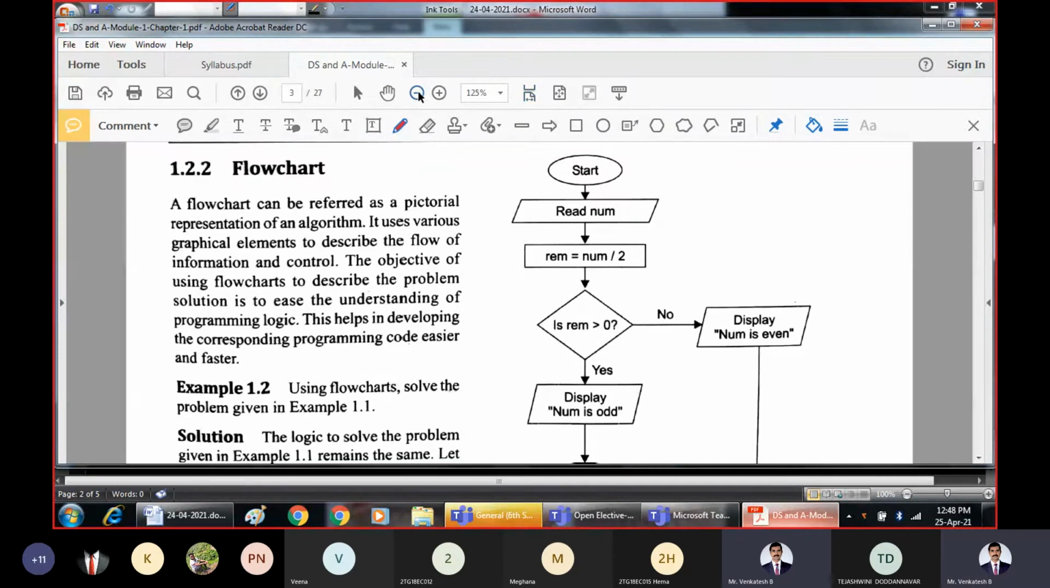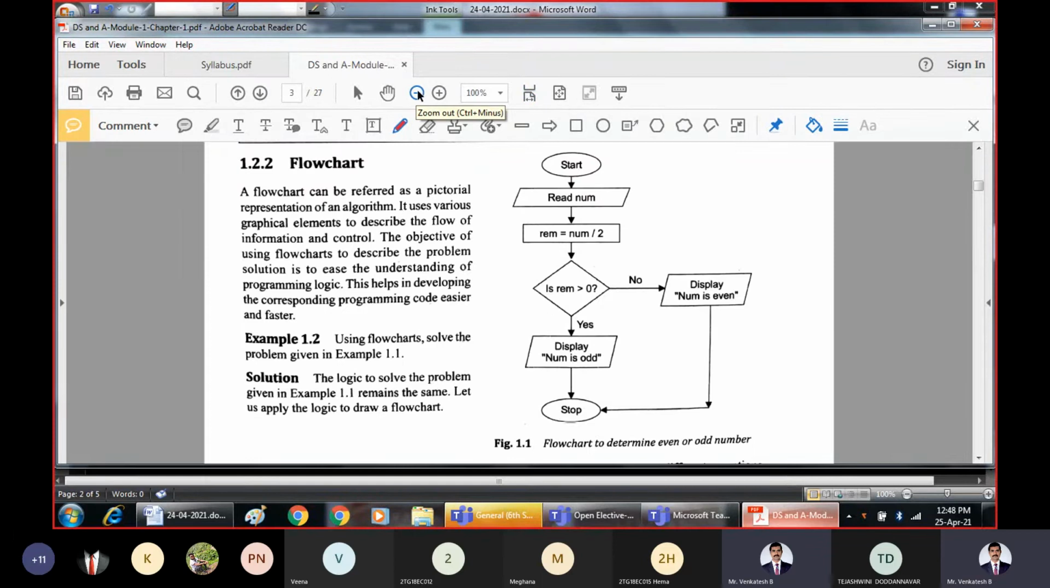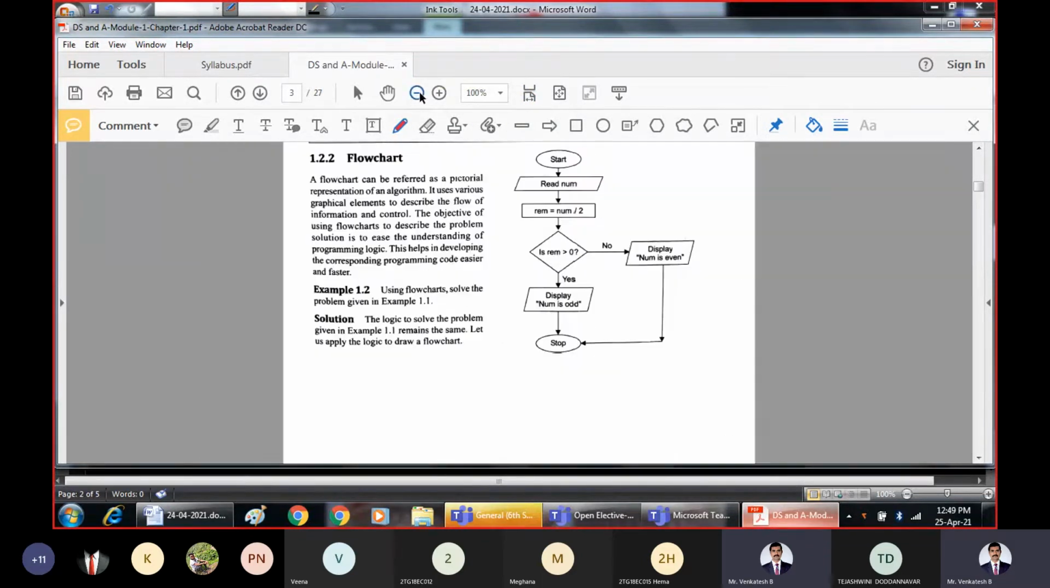Just reduce this so that the whole thing fits in the same window.